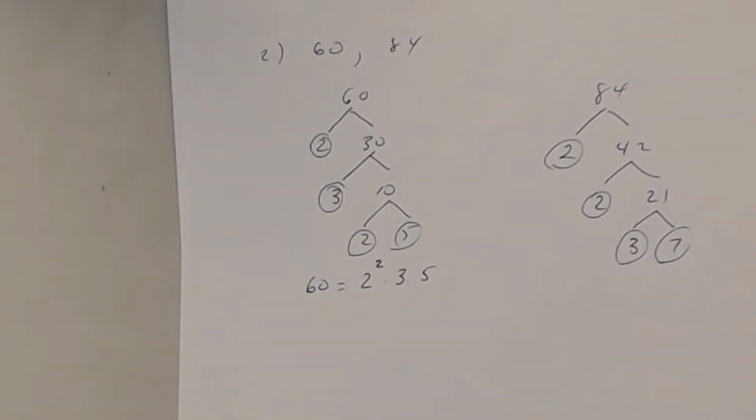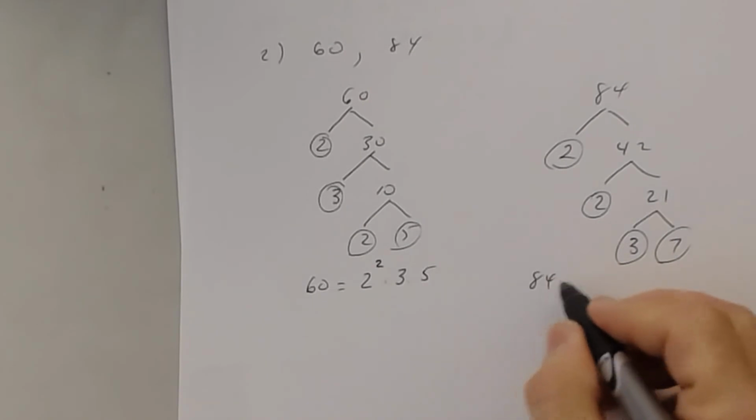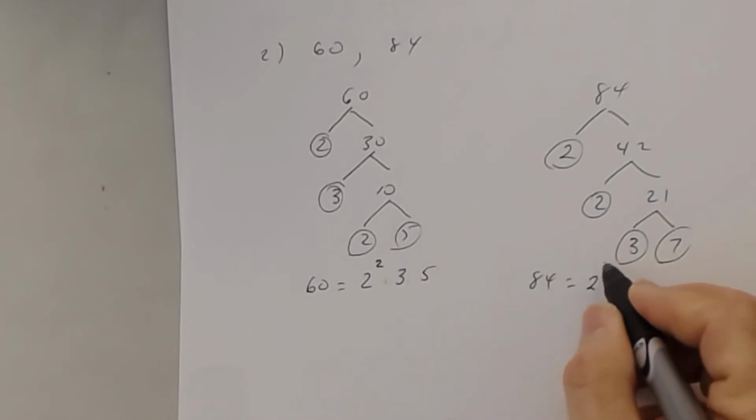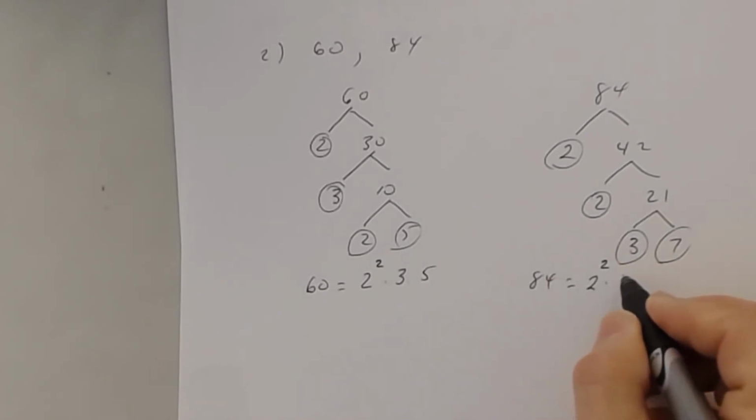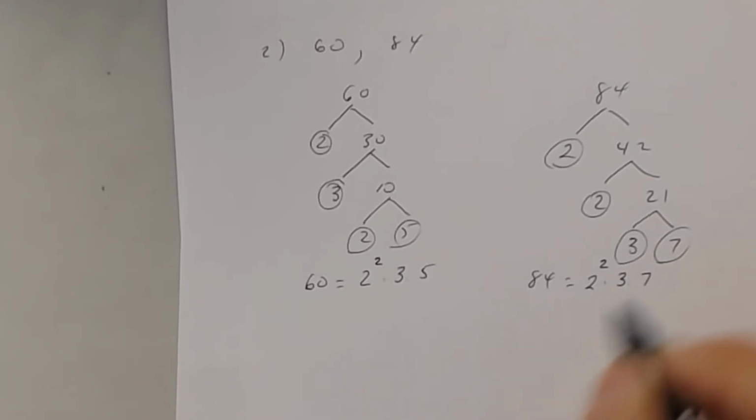So when you use the 7 and 6, you should have gotten the same thing. So 84 is 2 to what power? Second, times what? 3 times what? 7. Okay? Now, I'm going to put them under each other because it helps. You don't have to, but it helps.